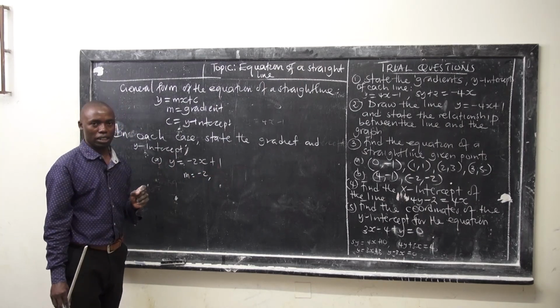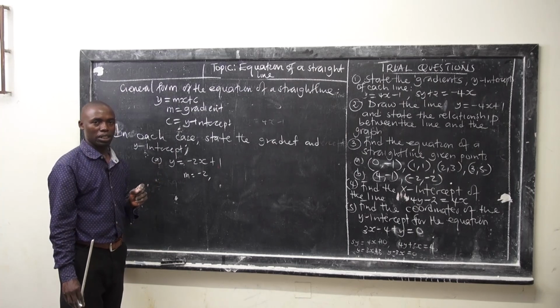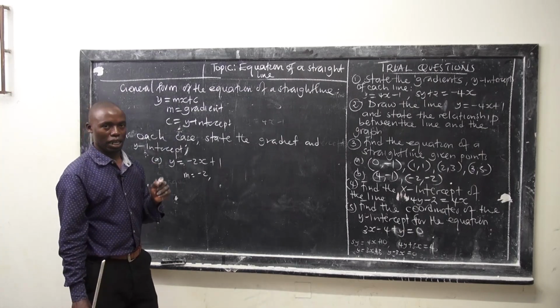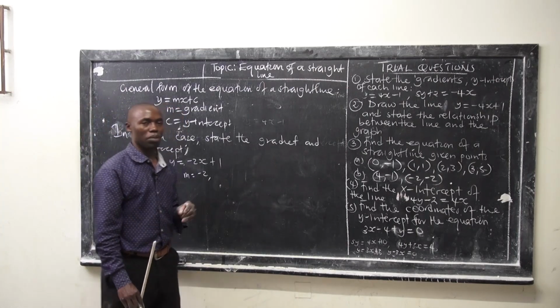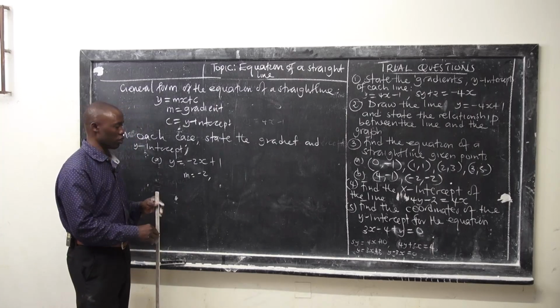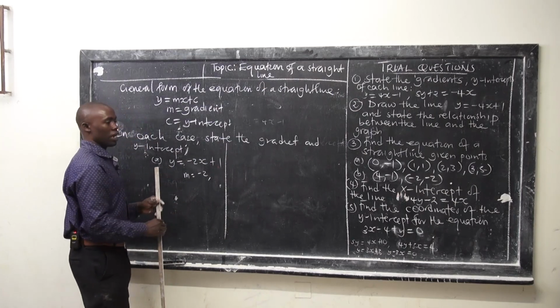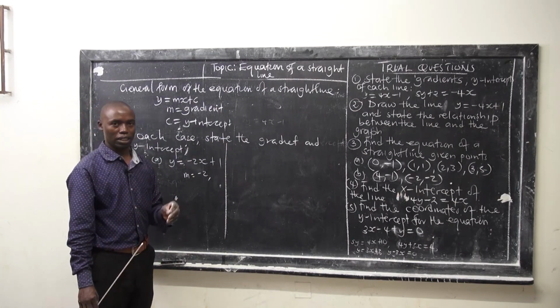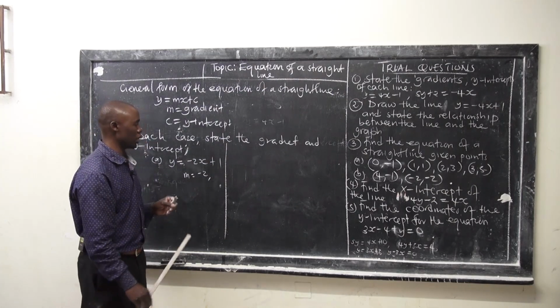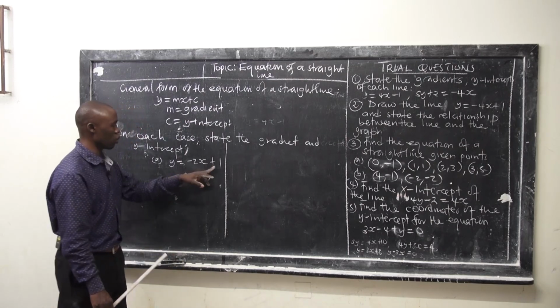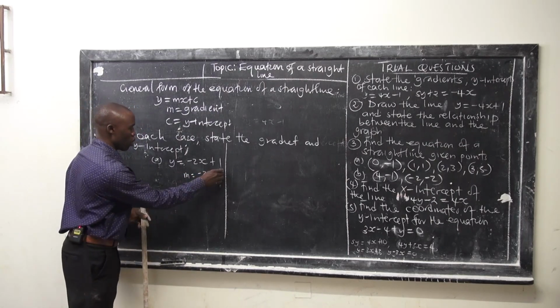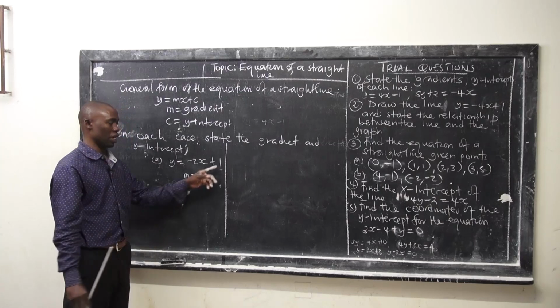What does the word intercept mean? Intercept means where the line cuts the axis we are talking about. To intercept is to cut into something, or when a line cuts into an axis, we call that place an intercept. So this is where this point 1 stands for where the line cuts the y-axis.